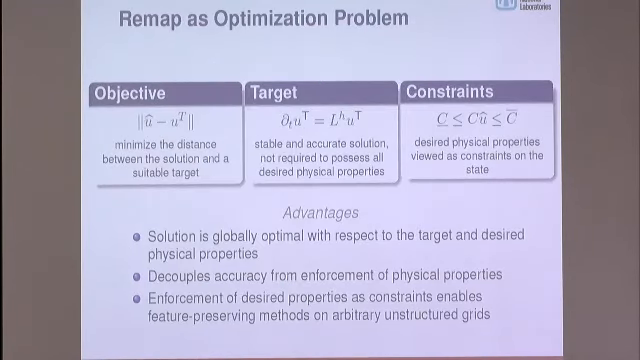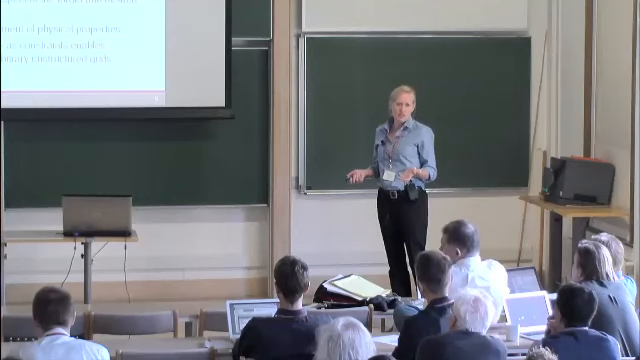So how do we formulate this as an optimization problem? We need three pieces for the optimization problem. First, we need an objective. That is, we want to minimize the distance between a solution, this u hat, and a suitable target u tilde. The variable u here is going to be some function of density, which I'll be describing in later slides. We also need a target. The target here is going to be a stable and accurate solution to the equation, but it doesn't have to satisfy all the required physical properties. So for example, it could be a high-order solution that isn't monotonic.